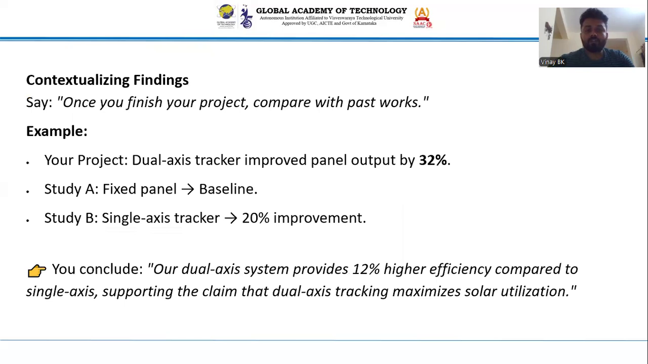Contextualizing findings means once you finish your project, compare with the past work. For example, if your dual axis tracker improved panel output by 32%, you have to study two things: one is a fixed panel baseline and the other is a single axis tracker. In the case of a single axis tracker, 20% is the improvement. If you are getting 32% in a dual axis, you have an increase of 12% in efficiency compared to single axis, supporting the claim that dual axis tracking maximizes solar utilization. That is what context means.